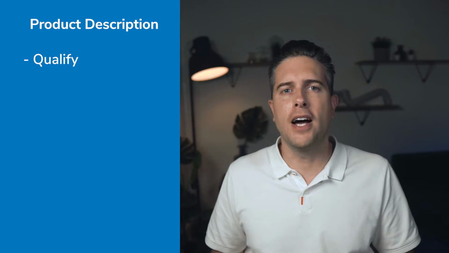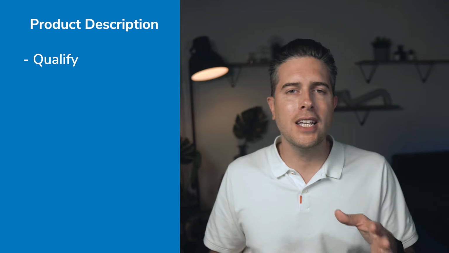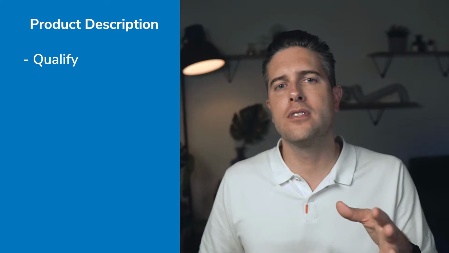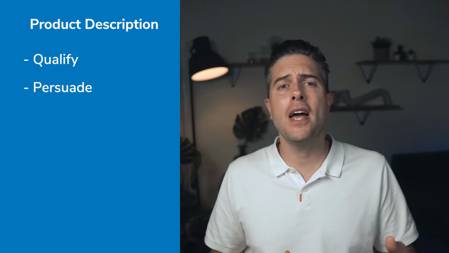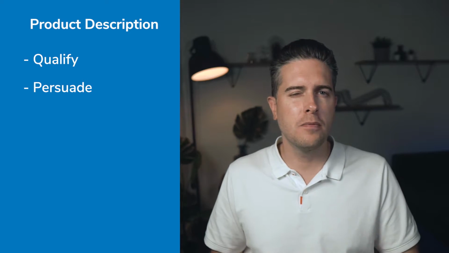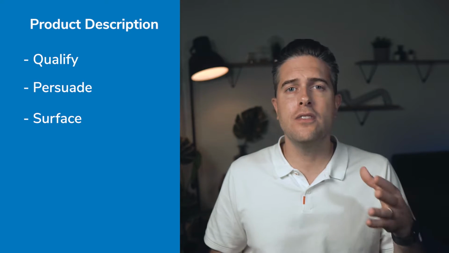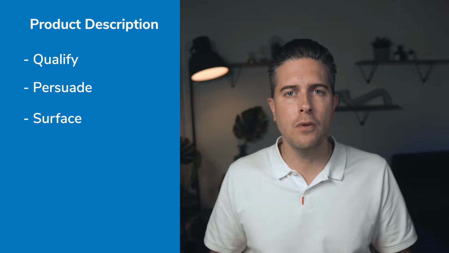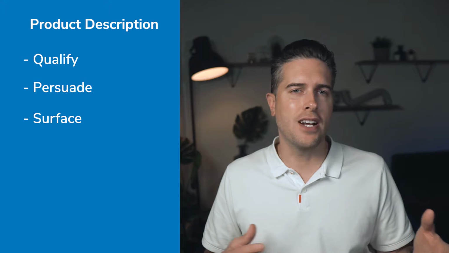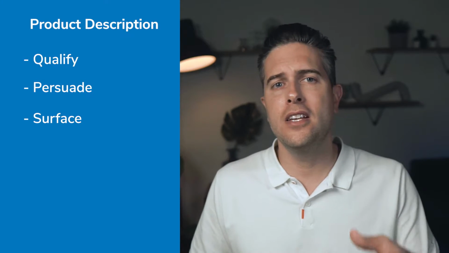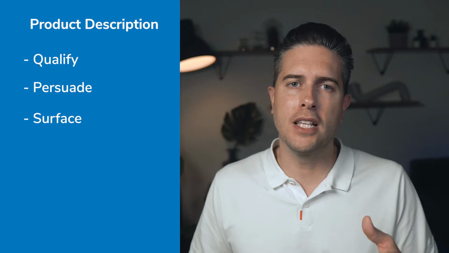They qualify. They help your website visitors quickly assess, is this for someone like me? They persuade. They provide compelling, customer-centered reasons to consider the product. And they surface. They use search engine optimization keywords and search terms in a natural way, so the page shows up in results on something like even Amazon. Remember that every product description should qualify, persuade, and surface.